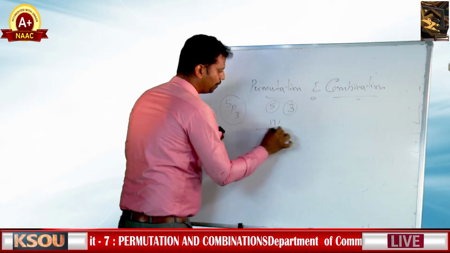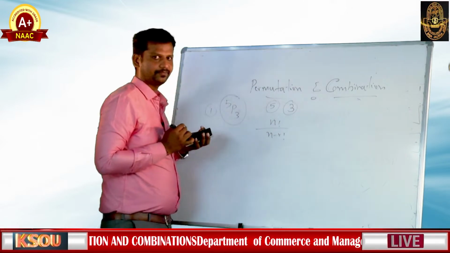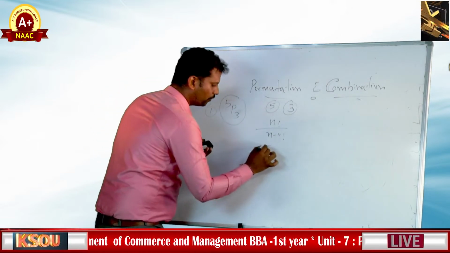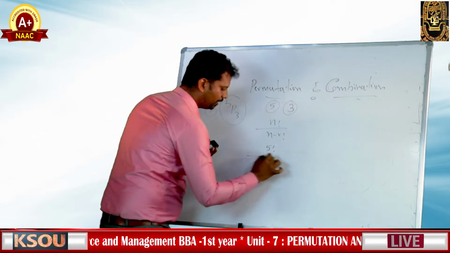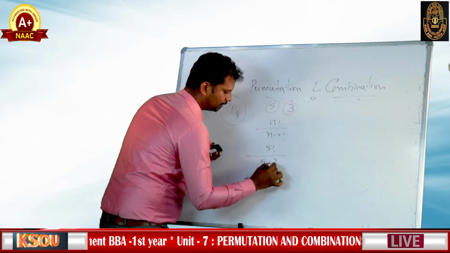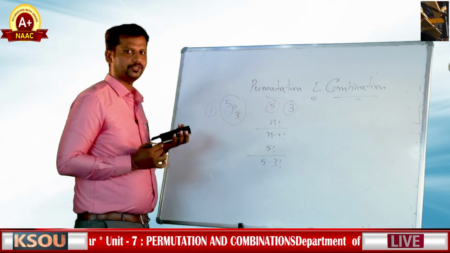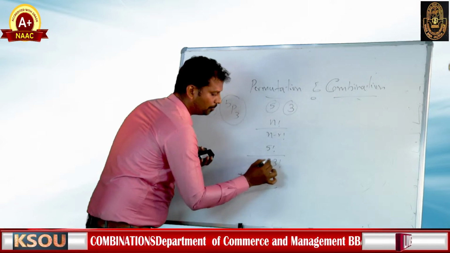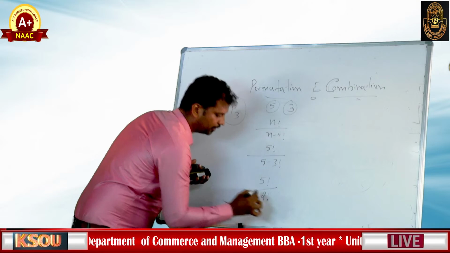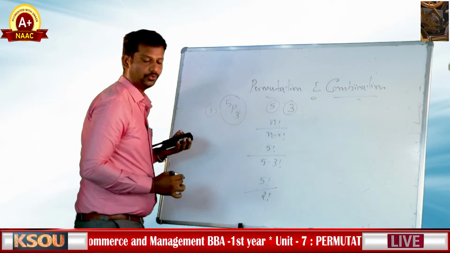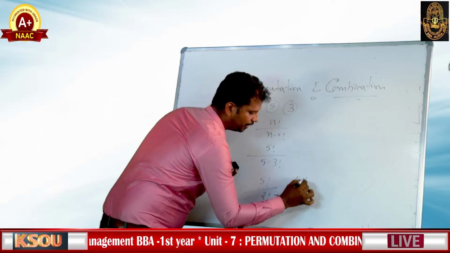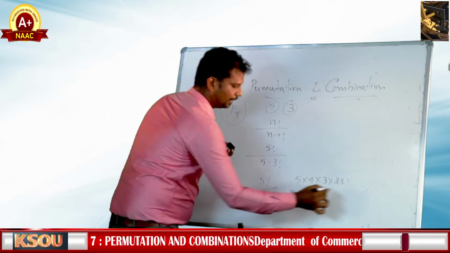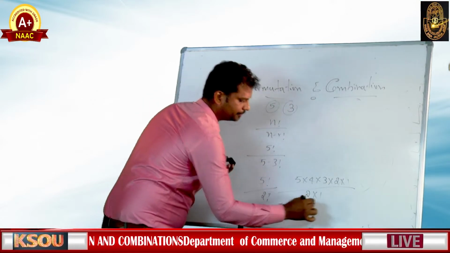N factorial divided by n minus r factorial. Yes or no? So what is the n here? N is 5. 5 factorial divided by 5 minus 3 factorial. 5 minus 3 is 2 factorial. Is it right? So 5 into 4 into 3 into 2 into 1 divided by 2 into 1.